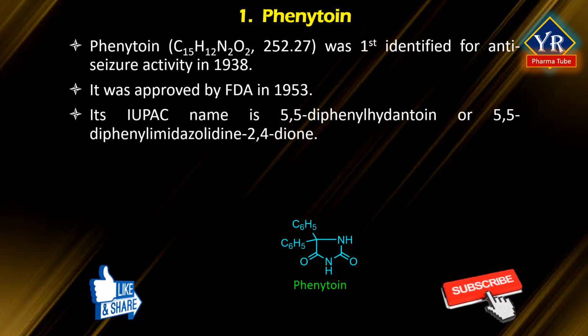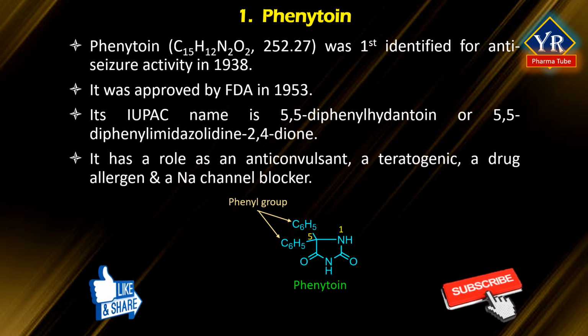Its IUPAC name is 5,5-diphenyl-hydantoin or 5,5-diphenyl-imidazolidine 2,4-dione. It is an imidazolidine 2,4-dione that consists of hydantoin bearing two phenyl substituents at position 5. In other words, it is the 5,5-diphenyl substituted analog of hydantoin. It has a role as an anticonvulsant, a teratogenic agent, a drug allergen, and a sodium channel blocker. Phenytoin is a hydantoin derivative and a non-sedative antiepileptic agent with anticonvulsant activity.